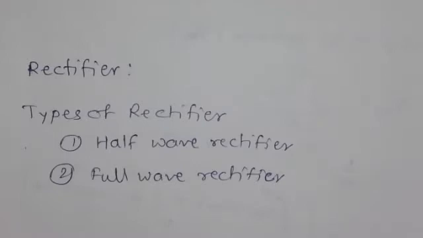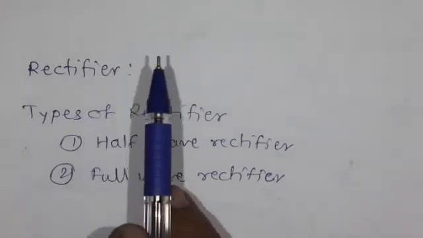Today we have started with the next article, that is regulated power supply. From that regulated power supply, we have to think about the rectifier. Now this rectifier is that circuit which is used to convert the AC component into pulsating DC or DC signal. In a simple way, it is that circuit which is used to convert AC into DC. That is nothing but the rectifier.